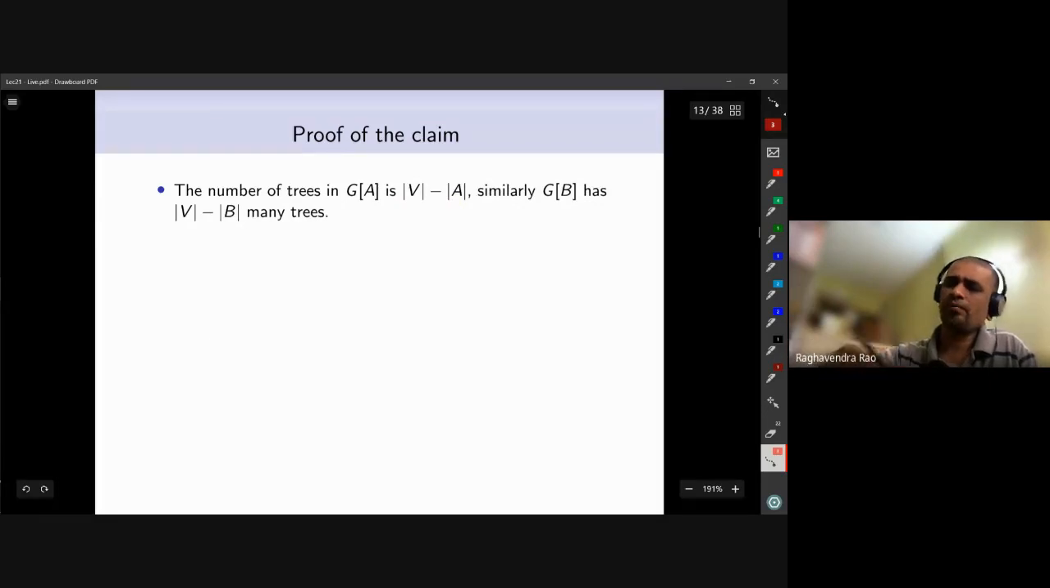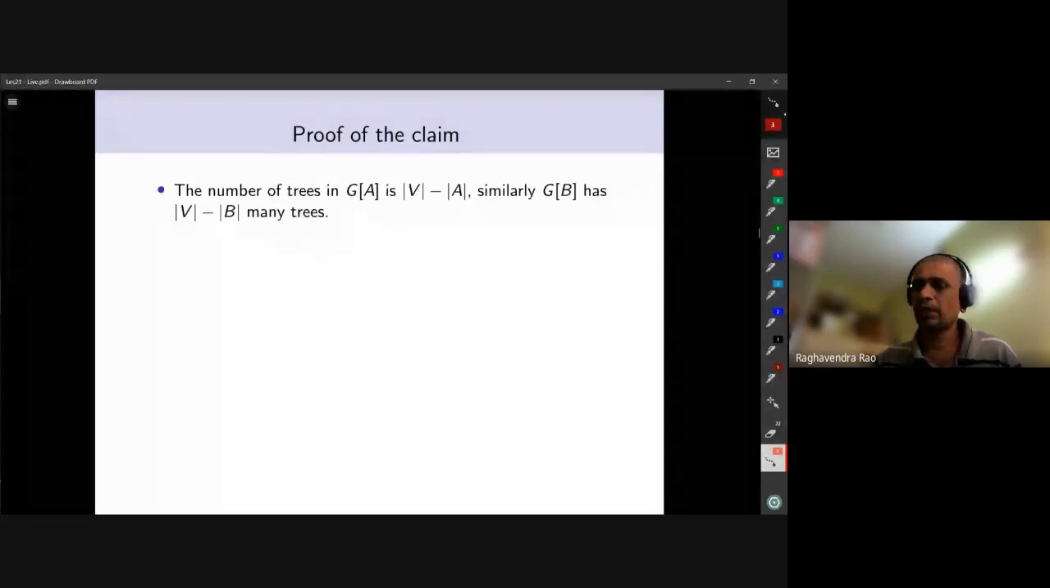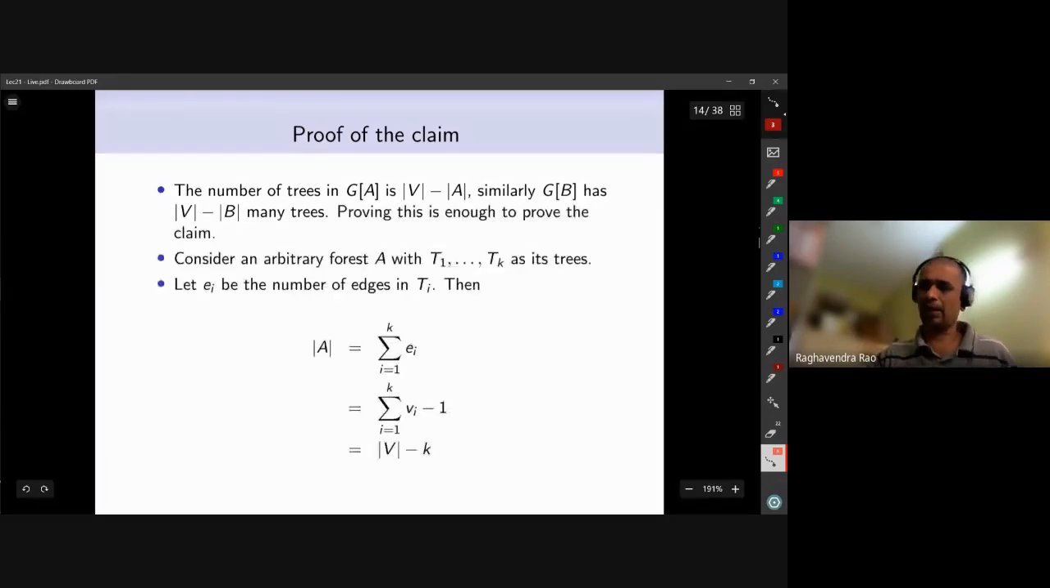The same statement is true for B, since this is for an arbitrary A. So the number of trees in B should be the cardinality of V, that is, let's say N, minus the cardinality of B. Does this prove the claim immediately? It does, because the cardinality of A is smaller than the cardinality of B. Hence the number of trees in A should be more than the number of trees in B. So this is a fairly simple argument.